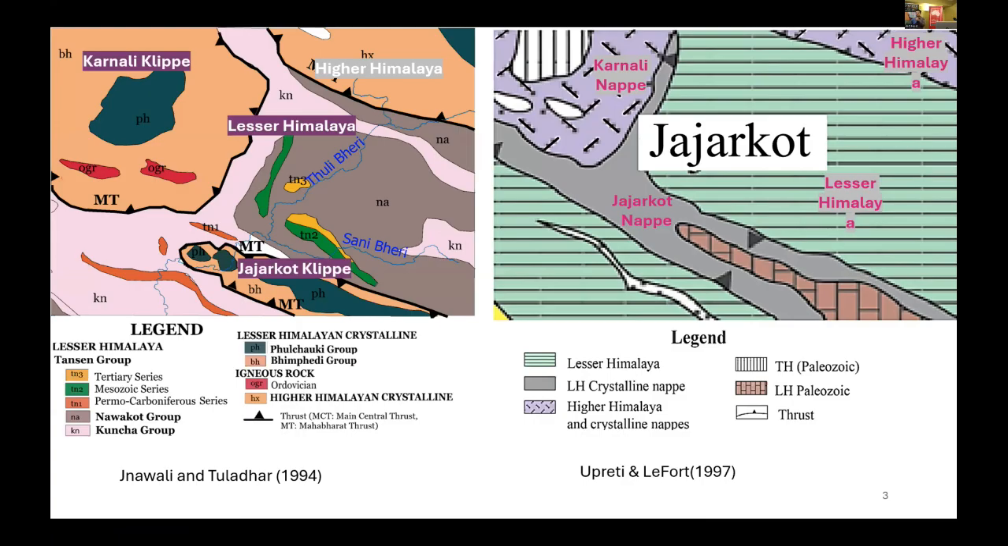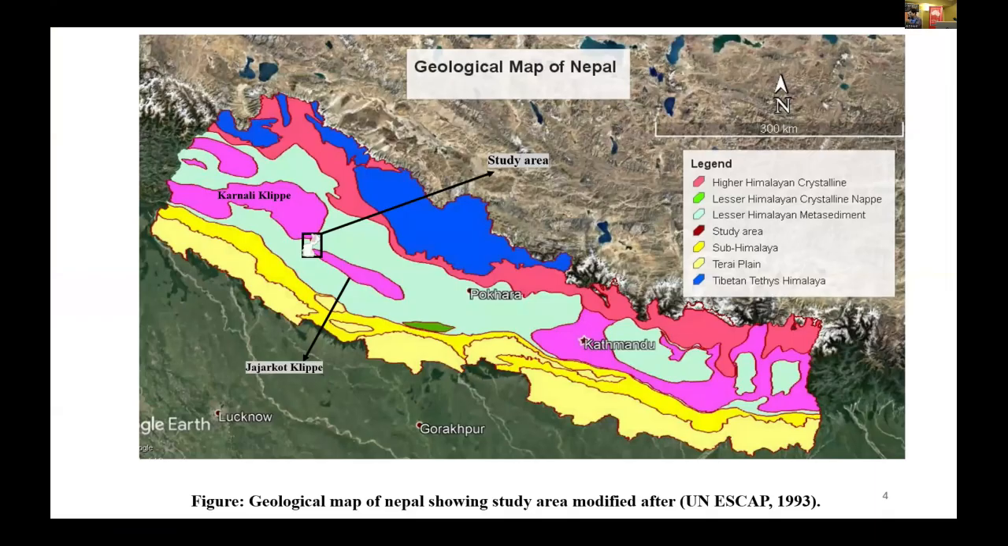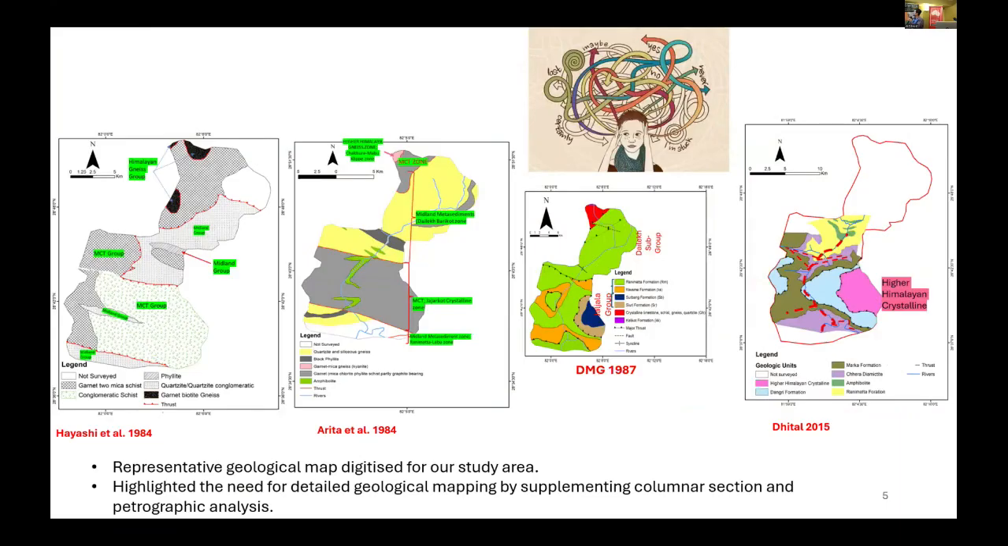This controversy necessitated the investigation in this area. So we select the study area to cover these two thrust sheets and to see what the actual scenario is here. This is the digitized map of different researchers for our study area. We got really confused due to different interpretations by different researchers regarding tectonic boundary and geological unit. This also highlighted the need for detailed geological mapping in this area.